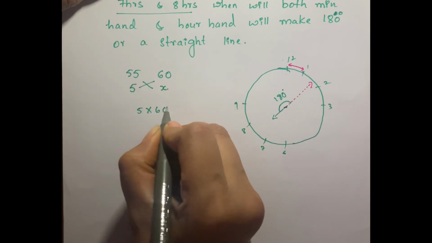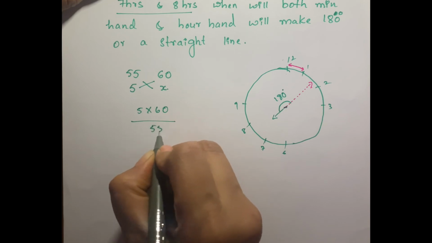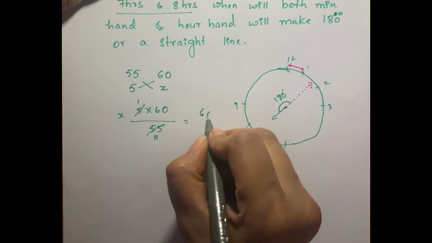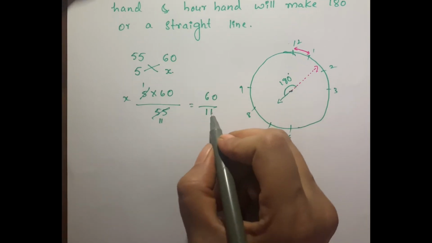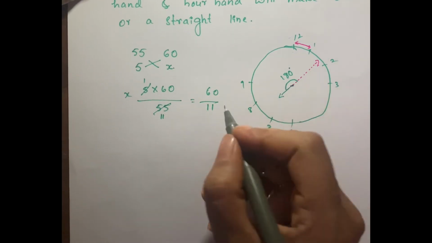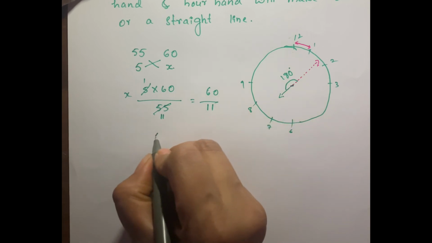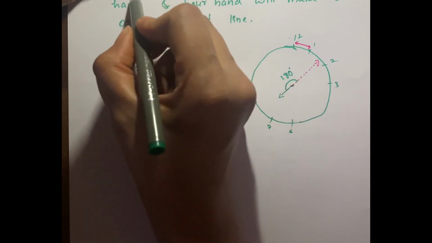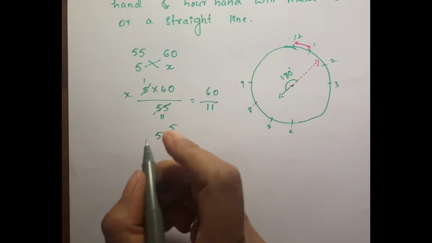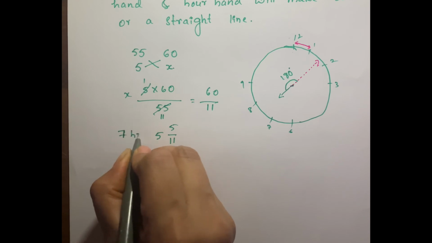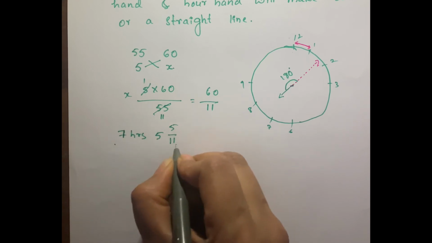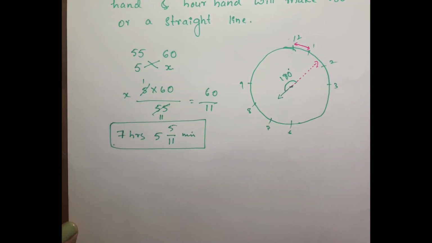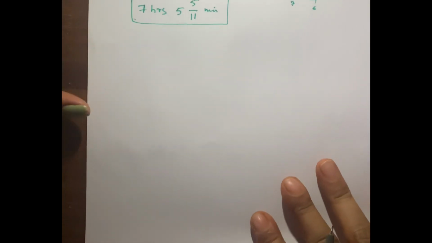5 into 60 upon 55 is equal to x. 5 ones are 5, 11s are, it is 60 by 11. So directly if you are good at calculation, write it directly. It will be 11 5s are 55, 5 is remaining upon 11. So how many hours? This is again 7 hours. So 7 hours, 5 by 11 minutes is the answer. We will solve one more example without the diagram now, directly how to solve it.